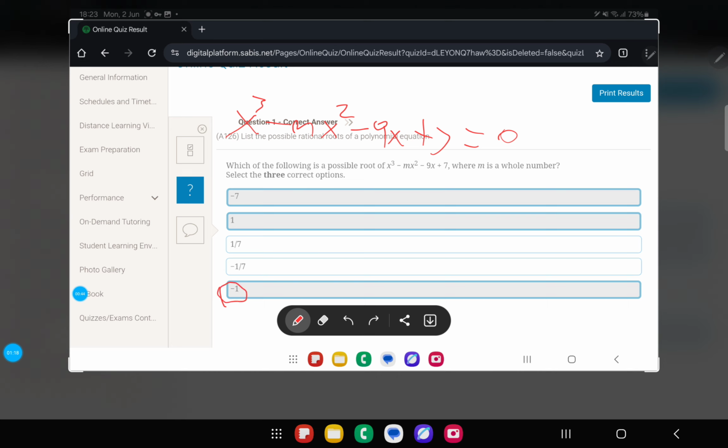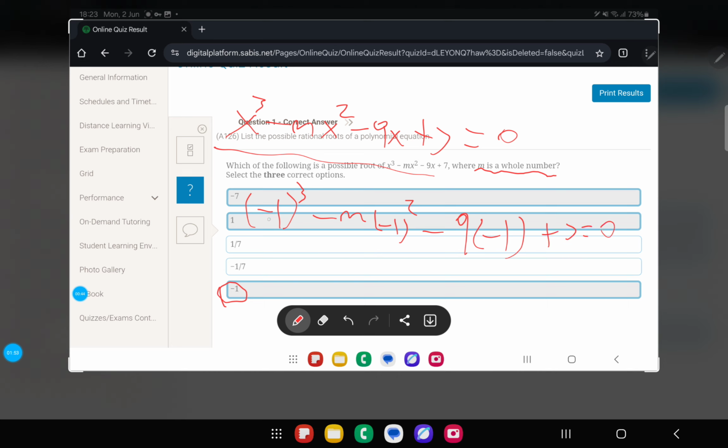Now you'll know why. What we're going to do is take negative 1 and substitute it for x in the equation. What are we trying to find? We're trying to find which one gives a whole number for m, so we have to solve for m. Negative 1 in x cubed is going to be negative 1 cubed minus m times negative 1 squared minus 9 times negative 1 plus 7 equals 0.